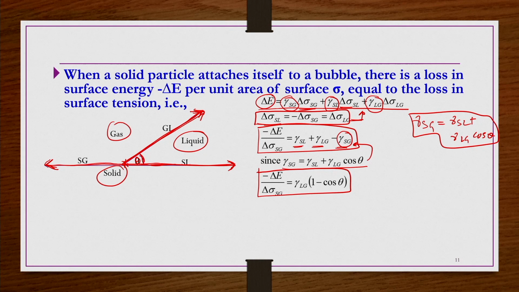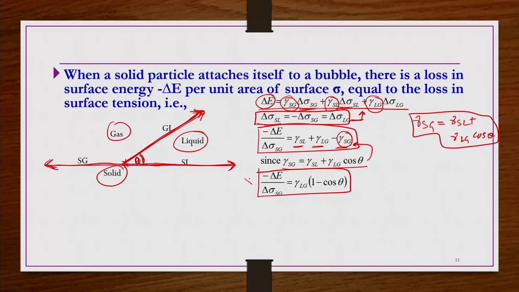If you take a single solid particle, when a single particle is being attached itself to a bubble, obviously there is a loss of surface energy. That loss of surface energy you can calculate by this expression, because that loss of surface energy must be balanced by the loss in the surface tension. So, when you do this balance and then simplify, you can get this loss in surface energy.